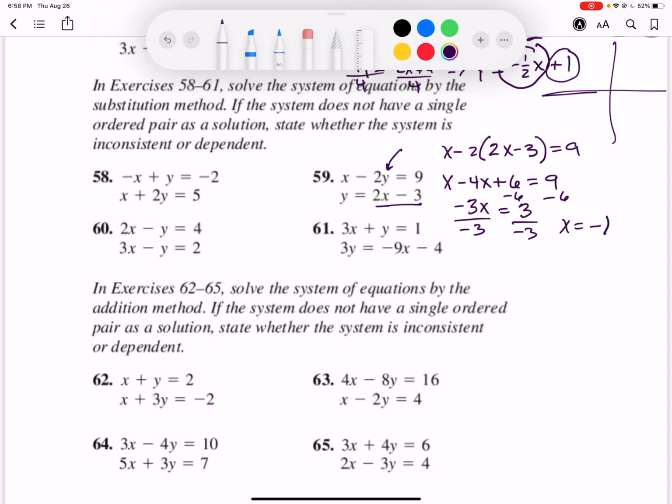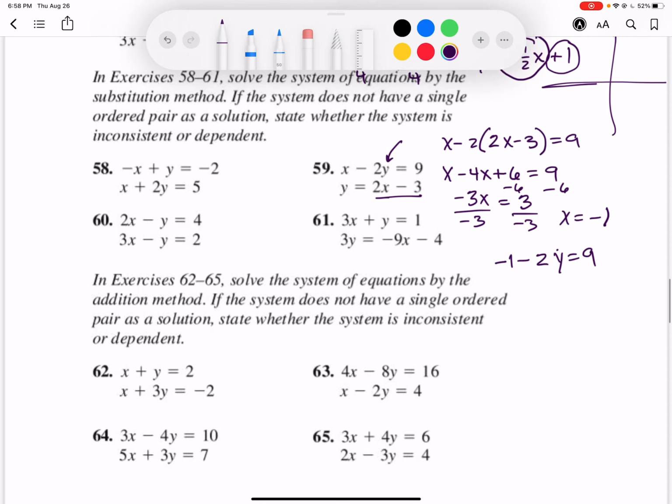State whether the system is inconsistent or dependent. So let's plug our negative 1 back in. And that's going to give us negative 1 minus 2y equals 9 plus 1, so y equals negative 5. So we've got one point it's suggesting at negative 1, negative 5.